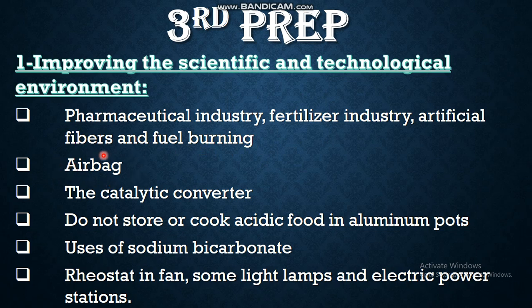Airbag. What's the importance of the airbag? What's the idea of how it works? It is produced from the thermal decomposition of sodium azide to produce nitrogen and sodium. Okay.